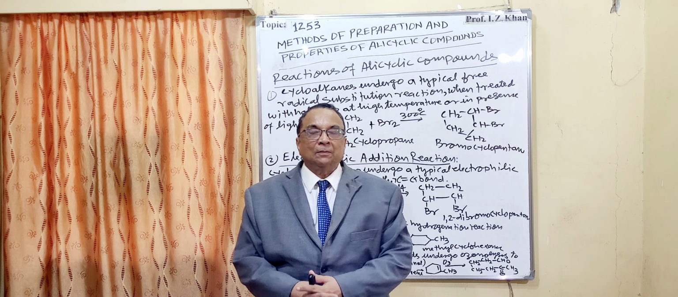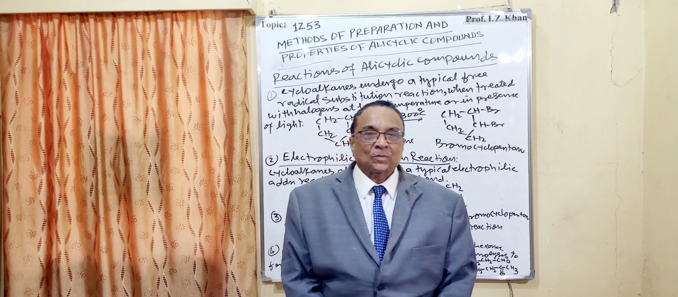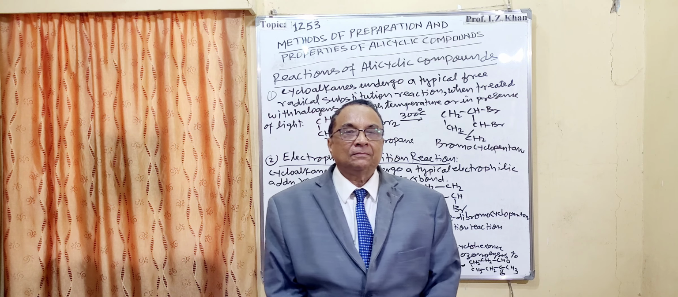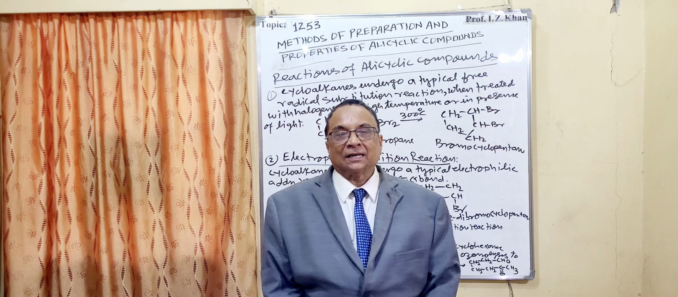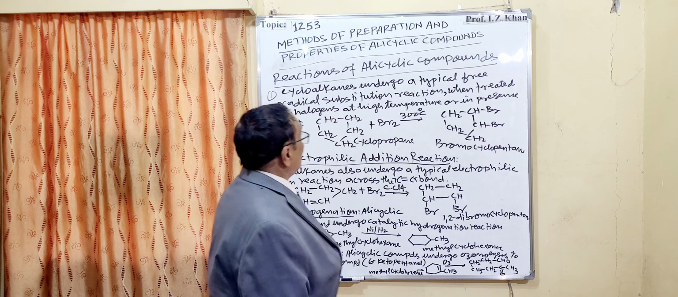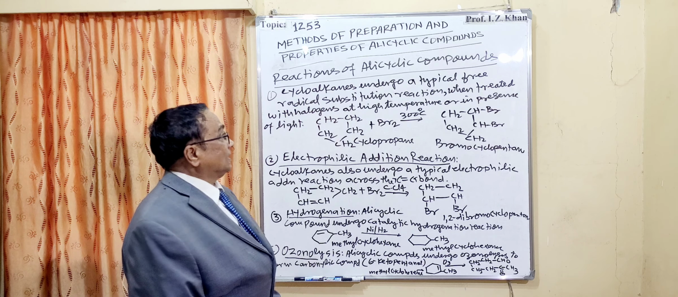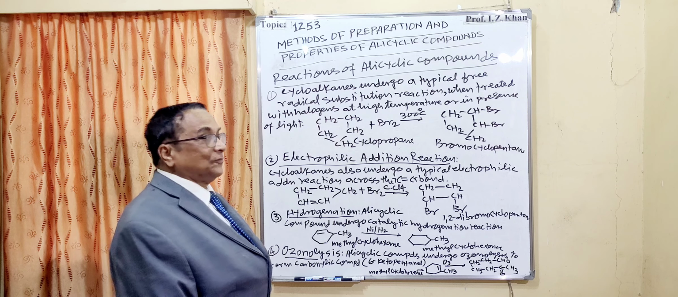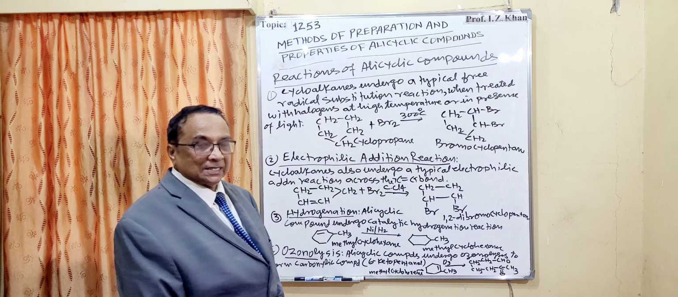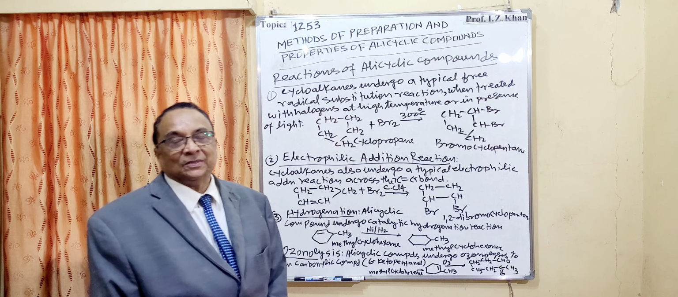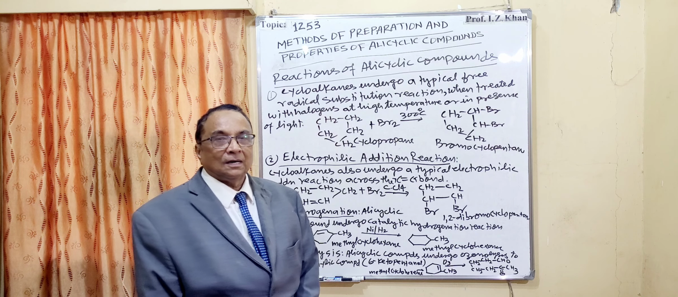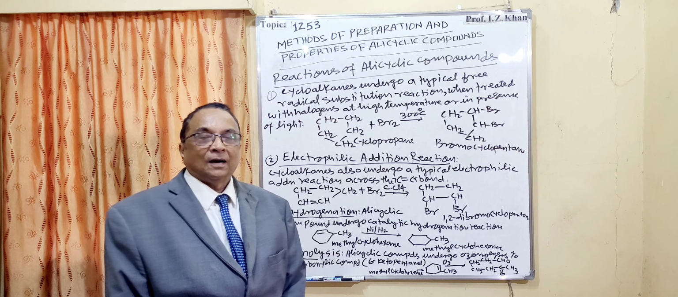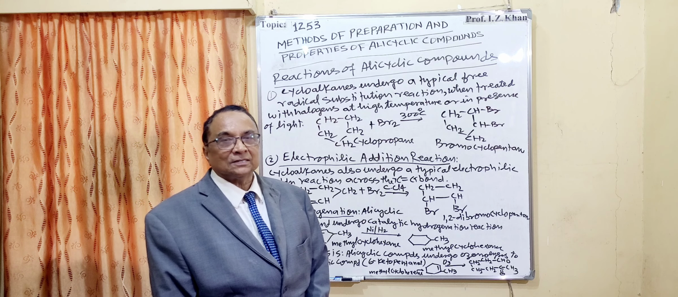So here some of the important reactions of cycloalkanes, or we call them alicyclic compounds, are given. So number one, cycloalkanes undergo a typical free radical substitution reaction. If I say free radical substitution, it means in presence of either light or temperature, it undergoes free radical substitution reaction.